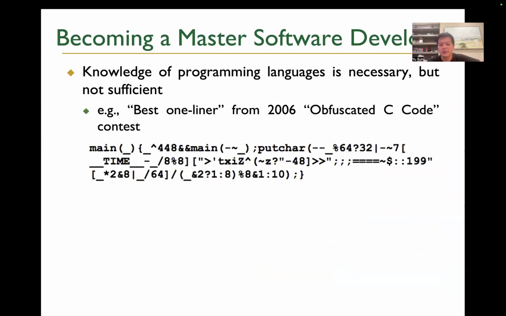Here is a very good example. There was a competition, and I think the competition is still going on. It is called the Obfuscated C Code Contest. So you basically need to write in a very short amount of code, or even a one-liner, to produce something that's very impressive. Okay, now here is the winner. This line of code is a winner from the 2006 Obfuscated C Code Contest. I'll give you 10 seconds to make a guess what this program will do.